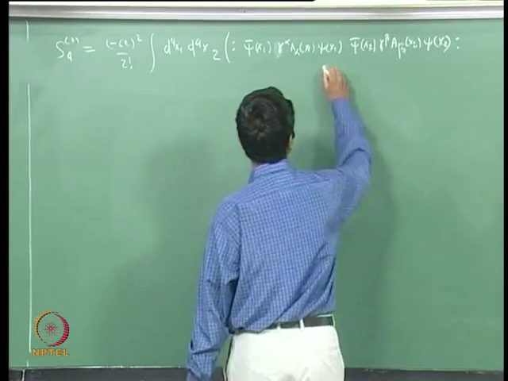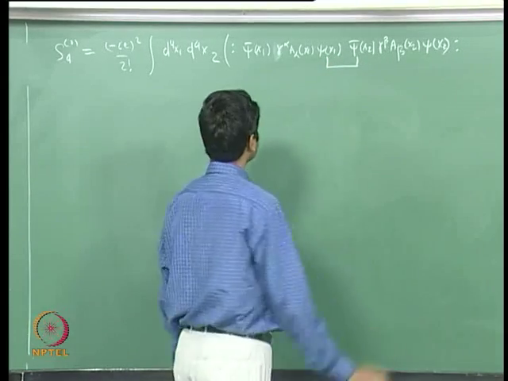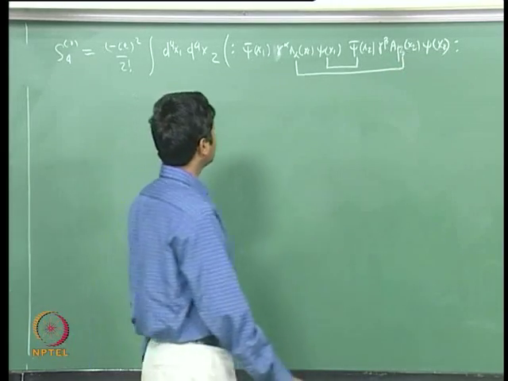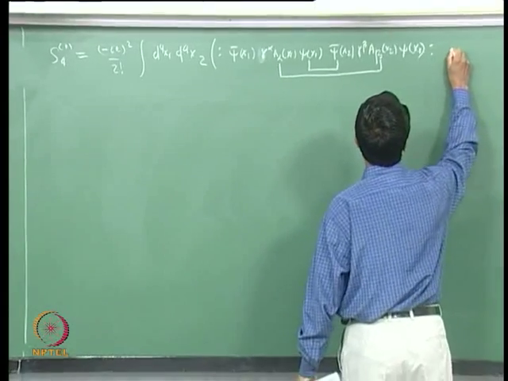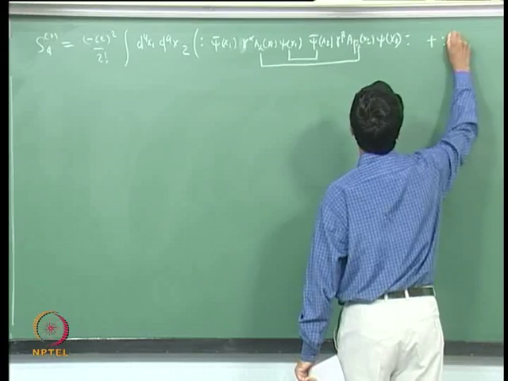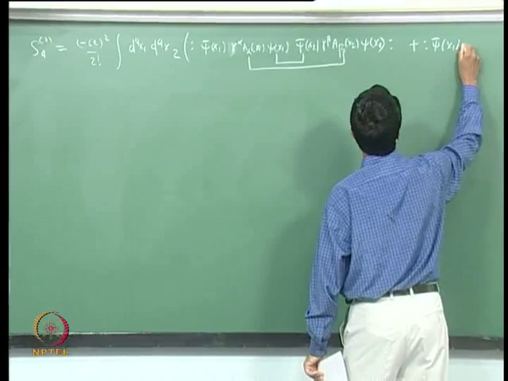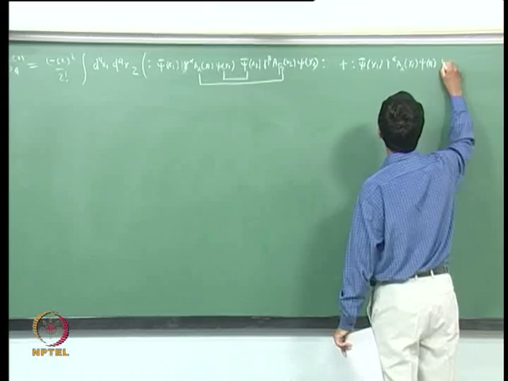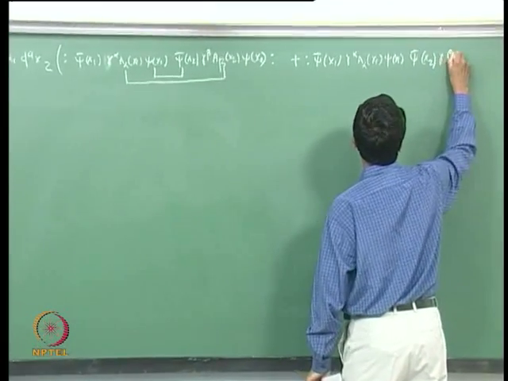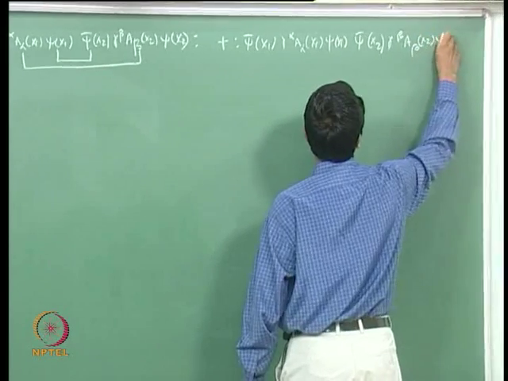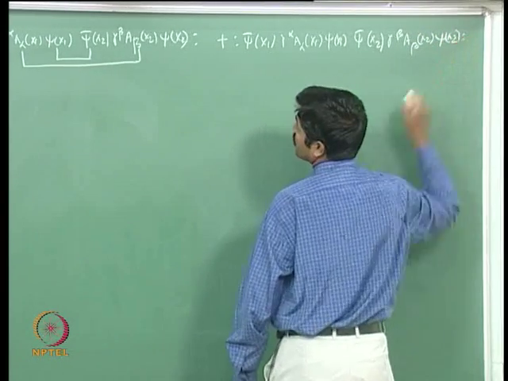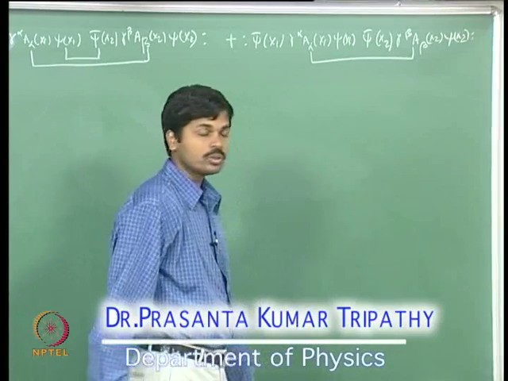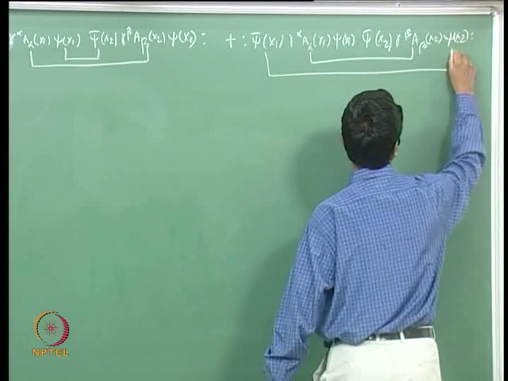where psi x1 contracts with psi bar x2 and A alpha of x1 contracts with A beta of x2, and then I can have similarly the normal ordered product of psi bar x1 gamma alpha A alpha of x1 psi x1 psi bar x2 gamma beta A beta x2 psi of x2, where A alpha x1 contracts with A beta of x2 and psi bar x1 contracts with psi of x2.